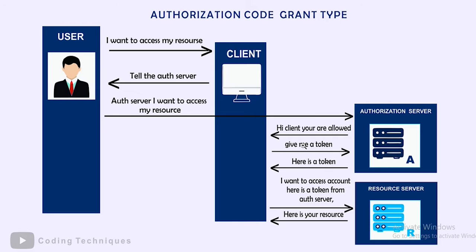Give me a token. So here is a token, because he has to provide the token to the resource server before he gets the resource. The resource server checks the token that he got from the authorization server, and if the token is valid, then he will be able to access his resource. So this is the authorization code grant type.